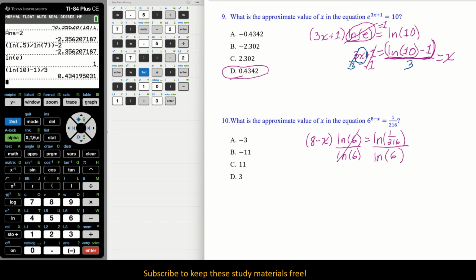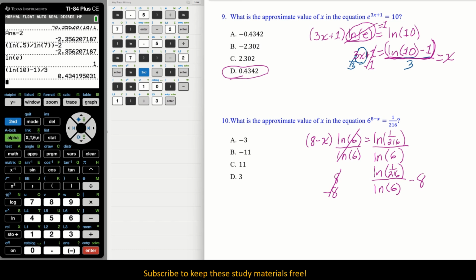But if I rewrite that, things can get a little interesting here because we have that negative, okay? I'll go through the process. So we have 8 minus x equals, I'll rewrite the whole thing, the natural log of 1 over 216 divided by natural log of 6. Now, we need to subtract 8 from both sides. There we go. The problem is we have a negative x on one side.